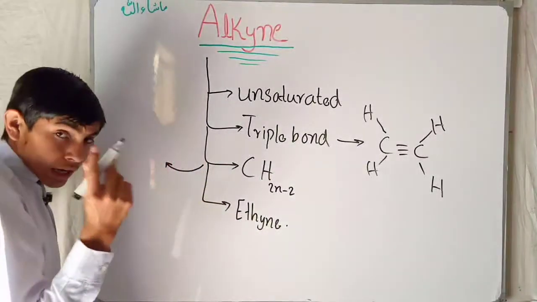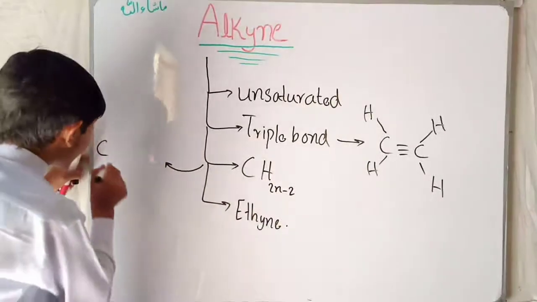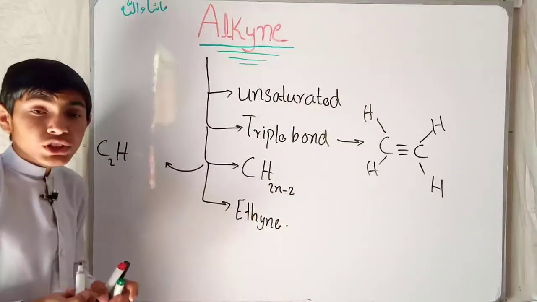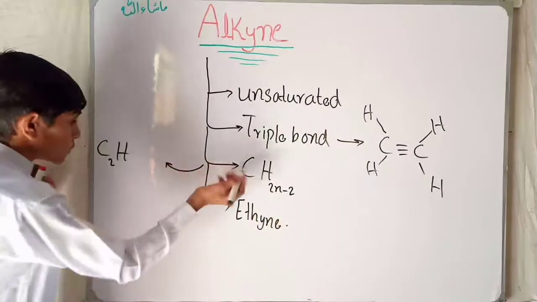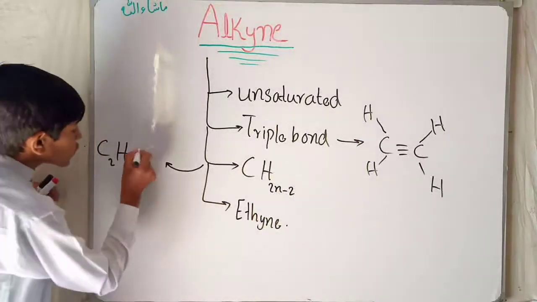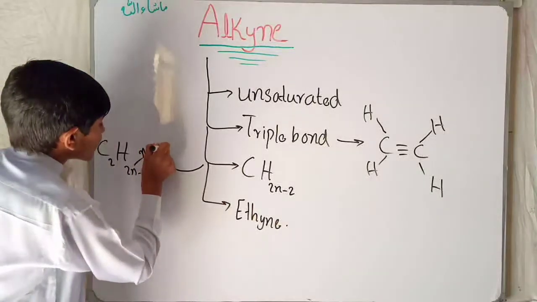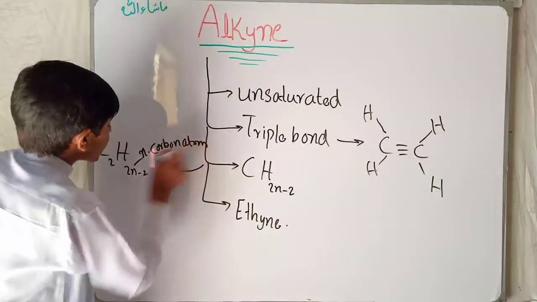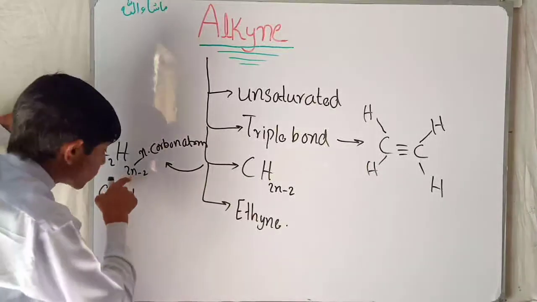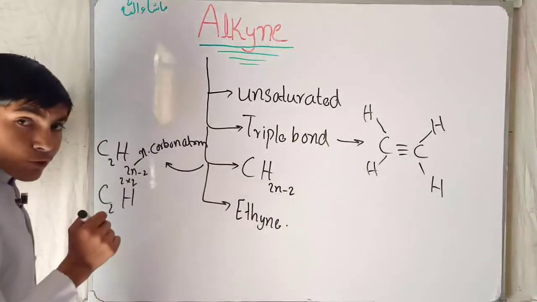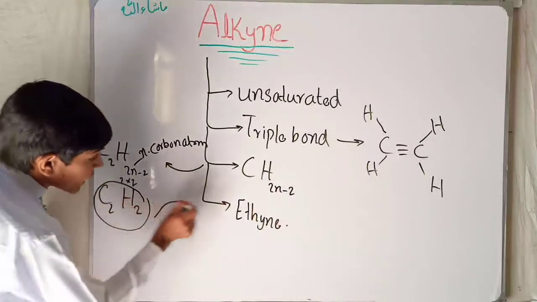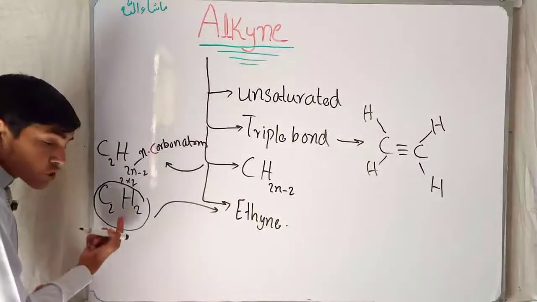In ethyne there are two carbon atoms. The molecular formula of ethyne is C2H2. How do we find the number of hydrogen atoms? We use the formula H2n-2, where n shows the number of carbon atoms. Here the number of carbon atoms is 2, so 2 times 2 minus 2 gives us 2. So the simplest alkyne is ethyne, which has C2H2.